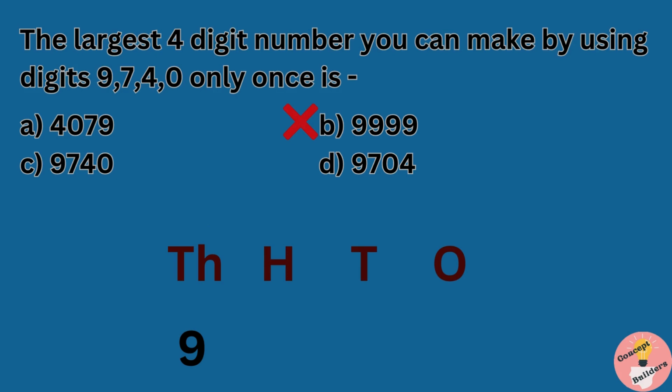Now, we are left with 7, 4, and 0. The largest of these 3 digits is 7. We have to now place this 7 at the next place since the leftmost place is already taken. Similarly, we now pick the next largest number, which is 4, and put it in the next place. And finally, we put 0 at the last place. That's it. We got our answer. The answer is C.